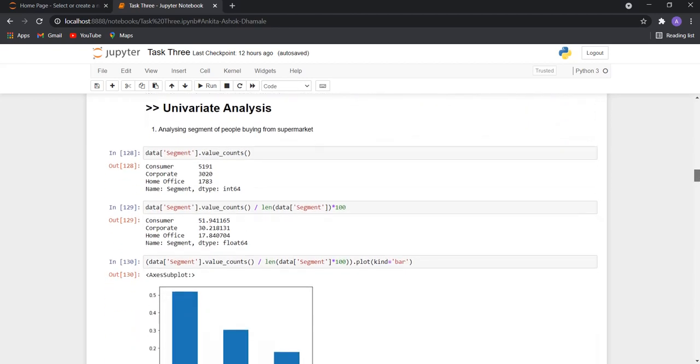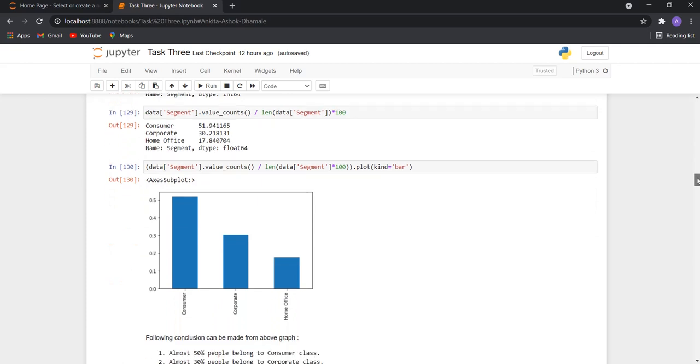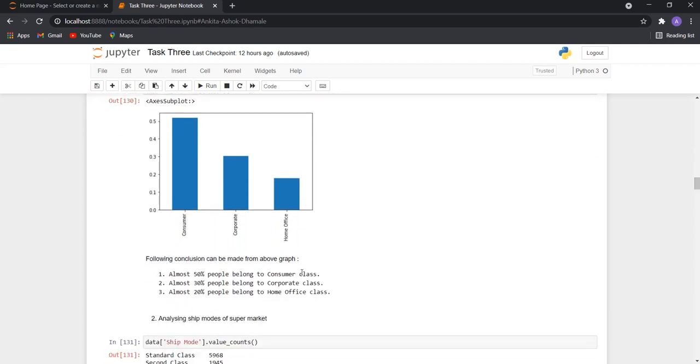First of all, I'll carry out univariate analysis. So here we will analyze the segment of people buying from the supermarket. With the help of value counts, we will get the 3 different segments of people, which include consumer, corporate and home office. These are the percentage values and the plotted graph, which concludes that almost 50% of people belong to the consumer class, while almost 30% belong to the corporate class, and 20% belong to home office.